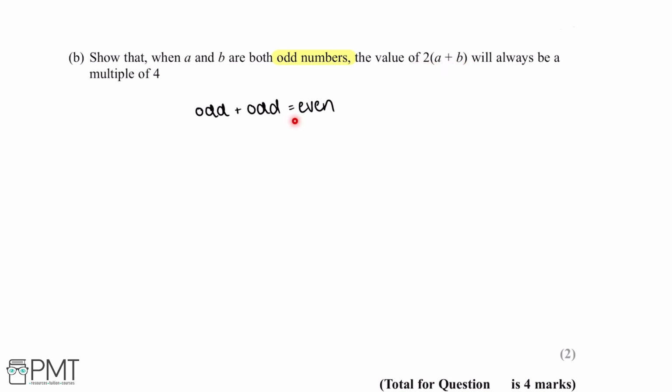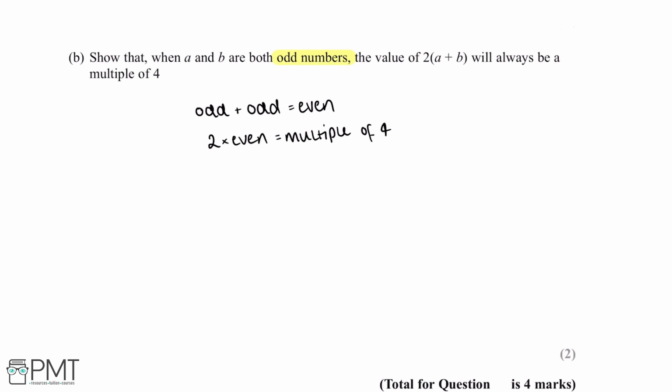So A plus B is even, and any even number multiplied by 2 will always give us a multiple of 4. And we can check this by multiplying some even numbers by 2. So 2 multiplied by 2 is 4, 2 multiplied by 4 will give us 8, 2 multiplied by 6 will give us 12, and so on.